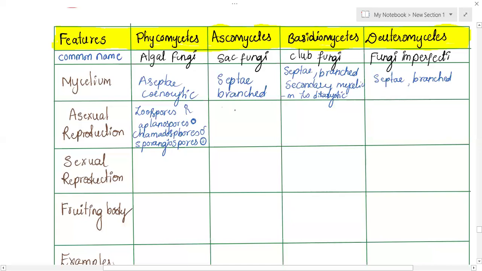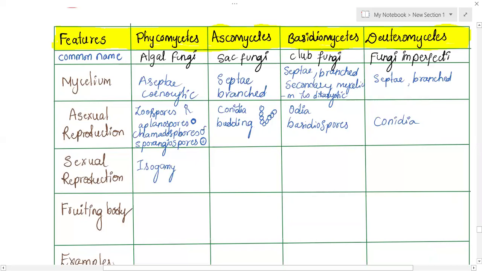And here they have conidia. Conidia is a chain of spores like this. It will be arranged like this. We call this conidia. Then budding. Then oidia here. Reproduction is oidia type and deciduospores. Where here in the Deuteromycetes, the reproduction is conidia type. Okay. Coming to sexual mode of reproduction, here isogamy. We'll come to that later when we discuss the particular mode of reproduction, isogamy and oogamy.